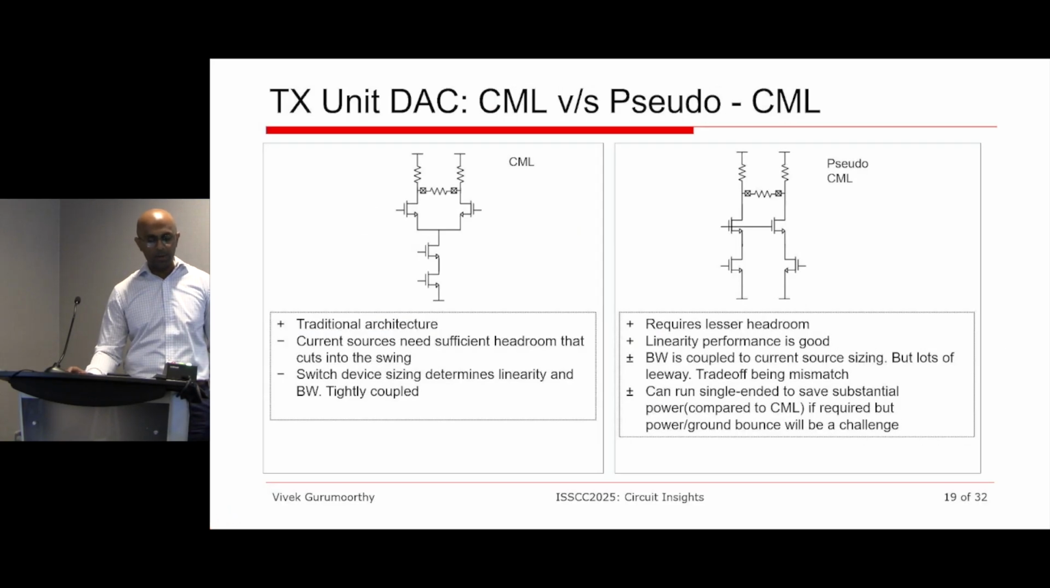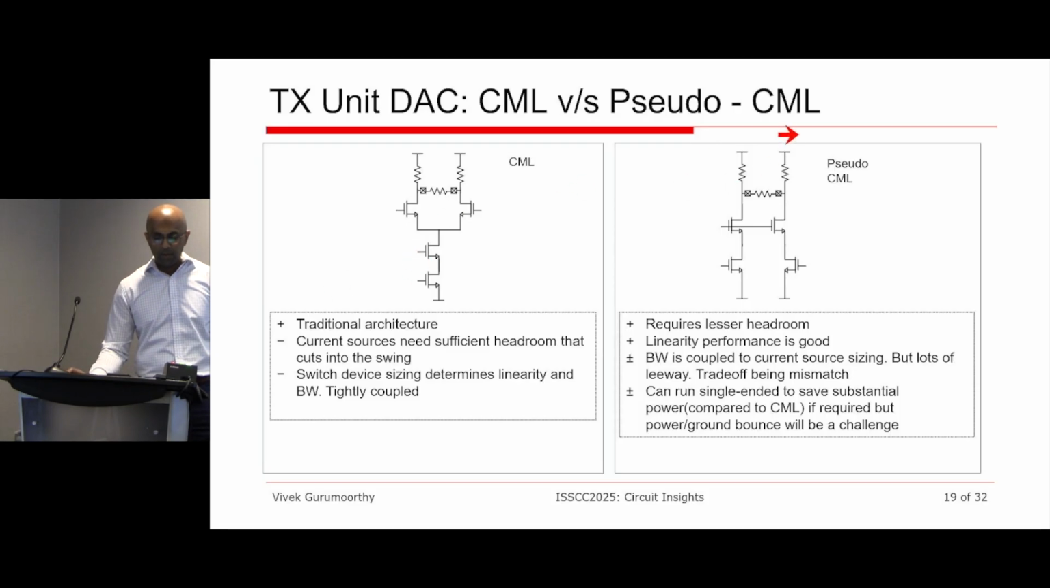So let's take a look at the CML architecture, right? The CML architecture, like we said, is going to be fast because it's just switching currents between the two sides. But we had linearity issues with this particular architecture because the current source needs to be kept in saturation, and then there could be matching requirements between the different DAC units. So how do we solve all that?